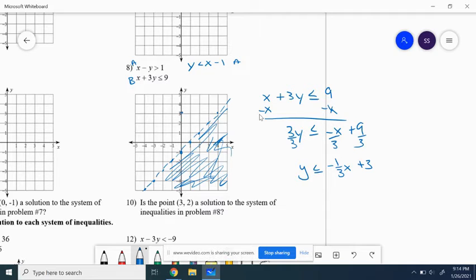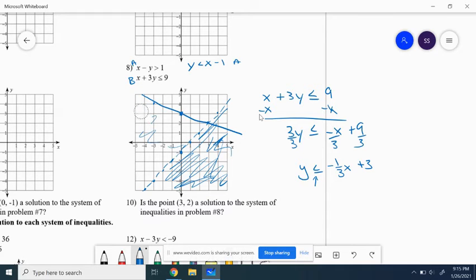Let's start with the y-intercept of 3, and we're going to be going down 1 over 3. Go up 1 over 3. All right. It is going to be a solid line because we have that line underneath. So there we go. And y is less than, so we're talking about shading below this line, which would be everything down here.